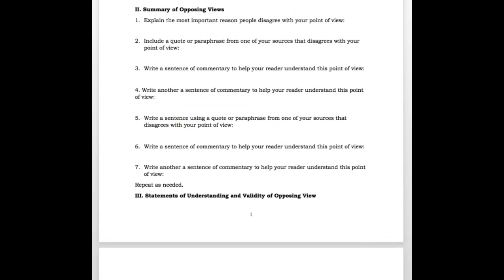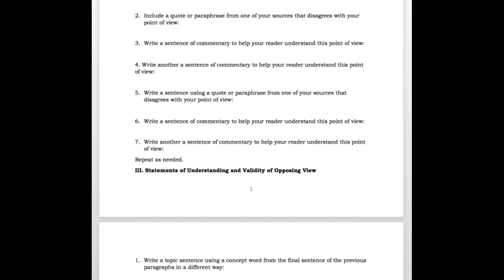Step 2 is the summary of opposing views. So explain the most important reason people disagree with your point of view. What is it that your opposition is against? And include a quote or paraphrase from one of your sources that disagrees with your point of view. Write a sentence of commentary to help your reader understand this point of view. Then write a sentence using a quote or paraphrase from one of your sources that disagrees with your point of view. You just repeat this, and you do it at least 2 or 3 times.